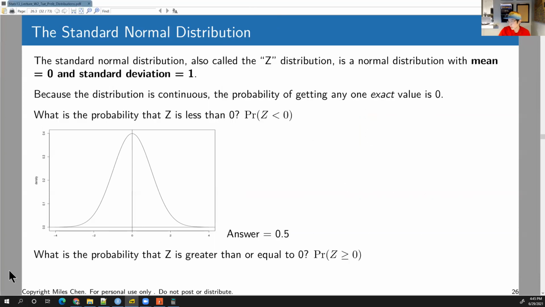So what we have here is the probability of z being less than or equal to 0, or less than 0, is 0.5. The probability of z being greater than or equal to 0 is also going to be 0.5. This is how we can write it: the probability that z is greater than or equal to 0 is mathematically 1 minus the probability that z is less than 0. This is also 0.5.